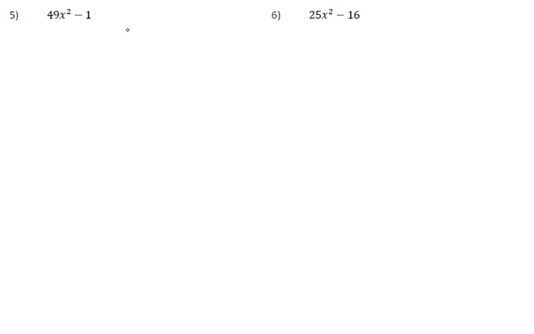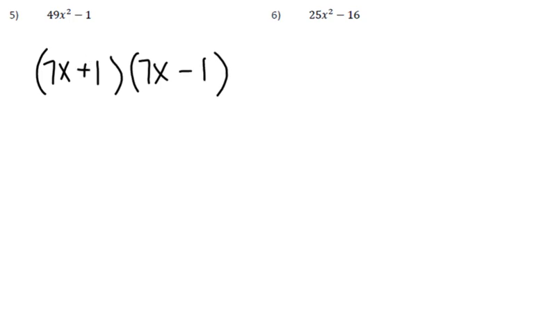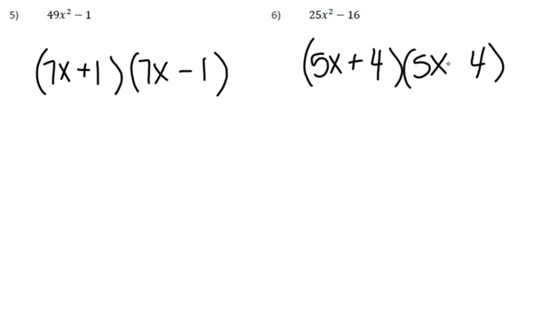Let's try two more. 49x squared minus 1, it is a difference, and 49x squared and 1 are both perfect squares. The square root of 49x squared would be 7x, so that's how we would start each binomial factor. Square root of 1 is 1, so one would be plus, one would be minus. Over here, 25x squared, the square root is 5x, so that should be the first term. The square root of 16 is 4, so that would be the second term. One gets a plus, one gets a minus.